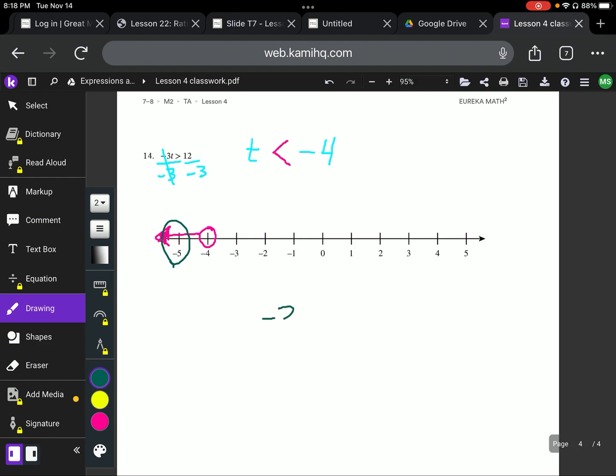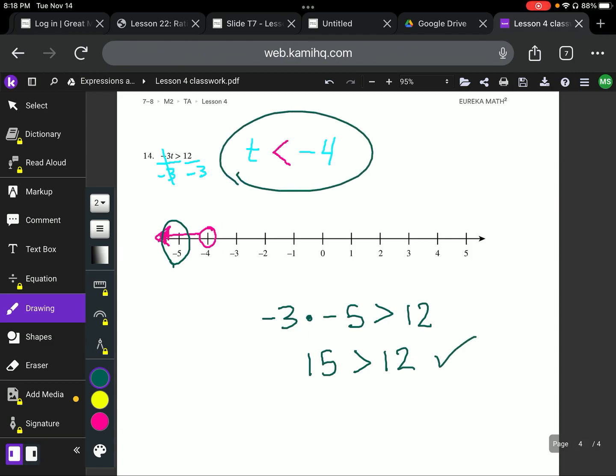Negative 3 times negative 5, is that greater than 12? Well, 3 times 5 is 15. A negative times a negative is positive. Is 15 greater than 12? Yes, it is. So by flipping that inequality symbol, I was able to now come up with a true inequality, right? And I could check any other numbers, right?